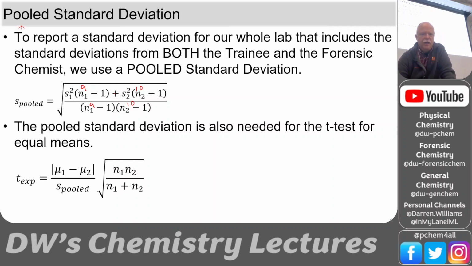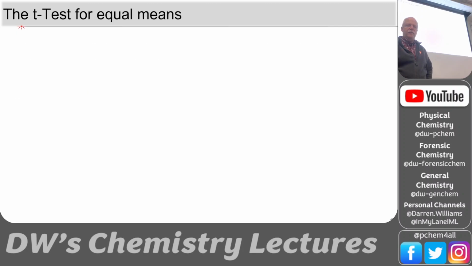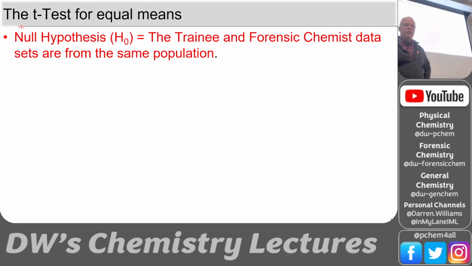Okay. And we need to use that pooled standard deviation to do the statistical t-test to determine if their means are the same. Okay. So we have to do this. So let's go ahead and look at the numbers on this one. So for the t-test for equal means, the null hypothesis is the trainee and the forensic chemist data sets are from the same population.